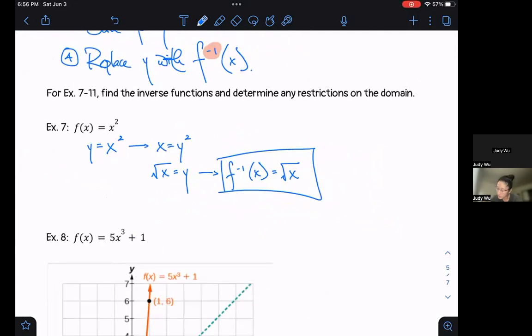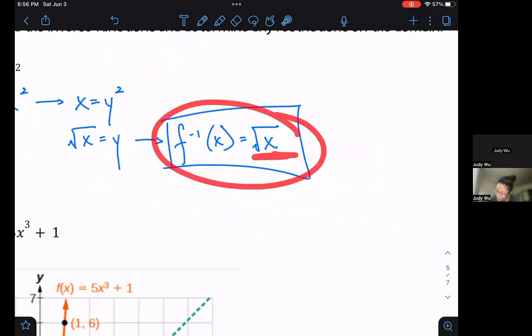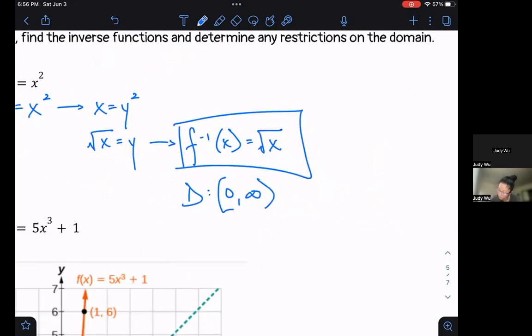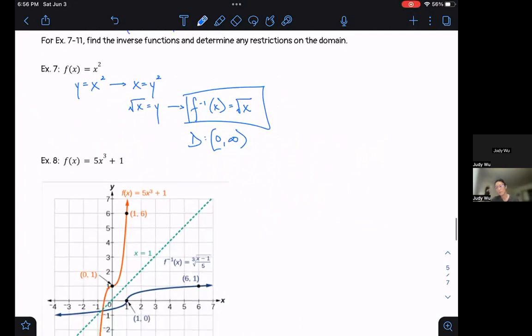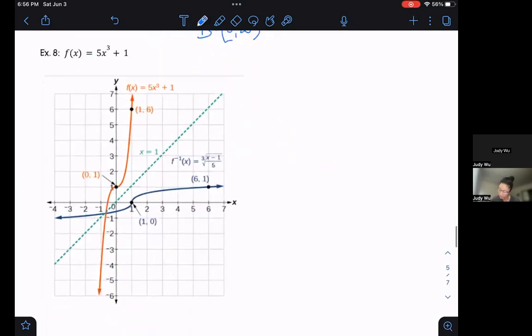Now, this says determine any restrictions on the domain. So the domain for this, because I have it under square root, the domain has to be from 0 to infinity. All right, so not so bad. We've seen that one both on the graph and with switching the numbers. Let's take a look at something a little bit more complicated, all right?